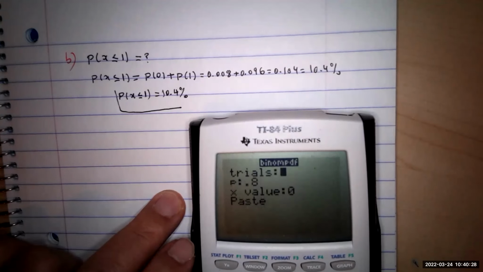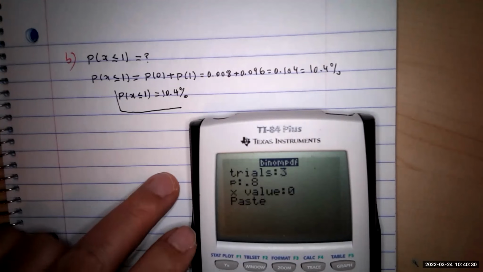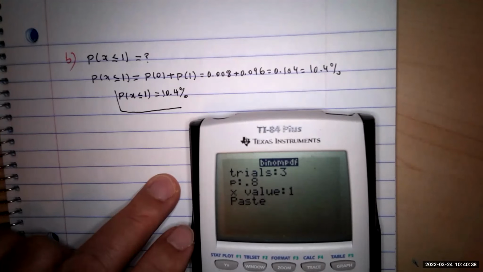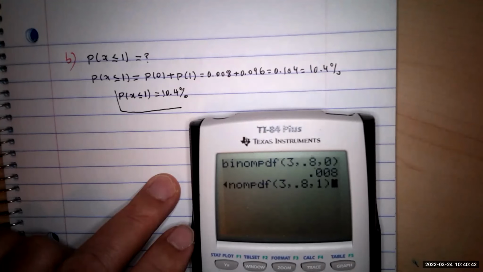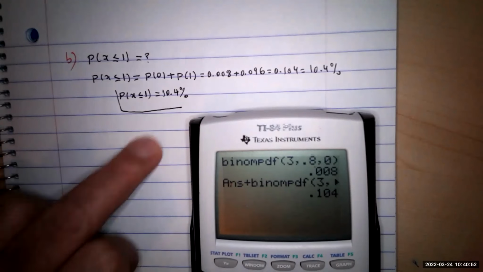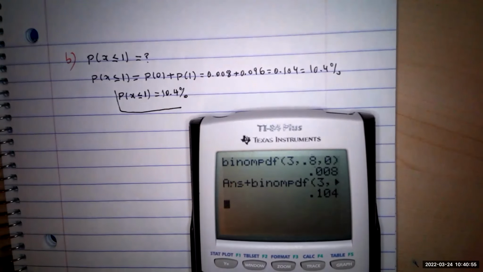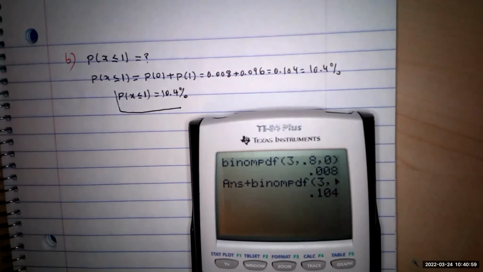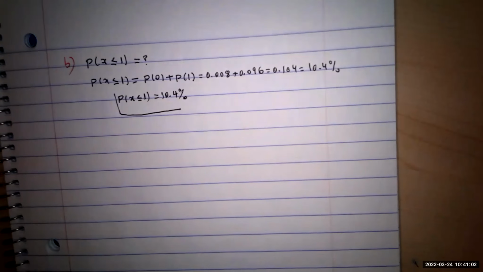So then you have to change the X into 1. Okay, X into the 1. Then you paste it, and that gives you the second one. You see that gives you the second one. It's a 0.08. You add it, and the result is 0.104, which is 10.4%. Okay, so just pick the one that you like, the table or the calculator, to be able to do it. Okay, any question?